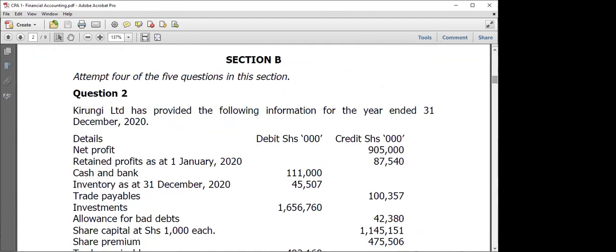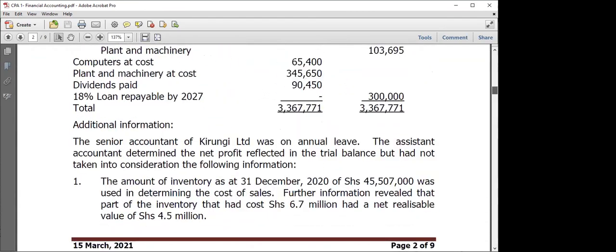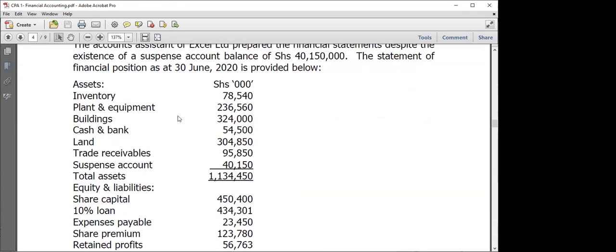Now, it's good for us to note that examiners can bring a trial balance rather than bringing this. Instead of bringing this, they can bring a trial balance. You get it. And the trial balance is one of the most common ones. But alternatively, they can set that question by bringing a trial balance. And the principle still remains the same.